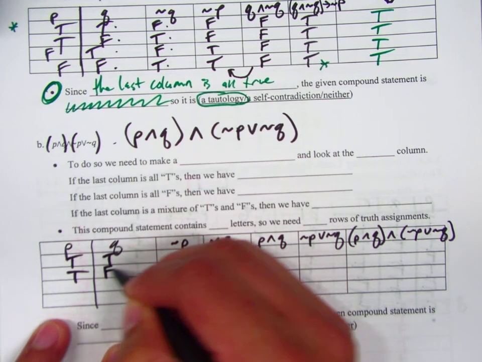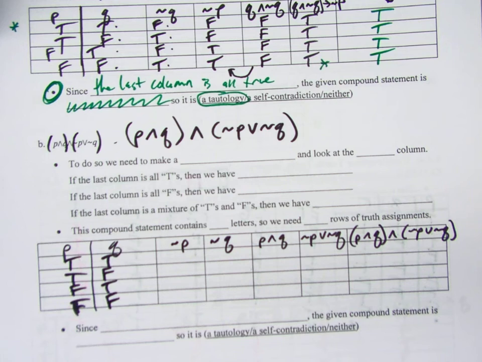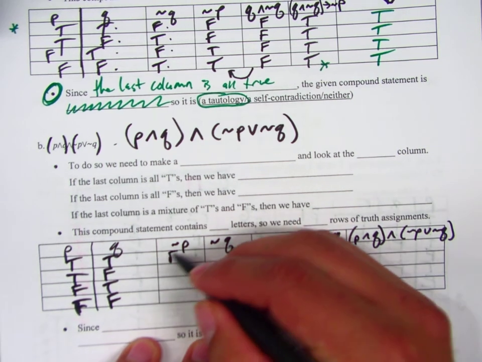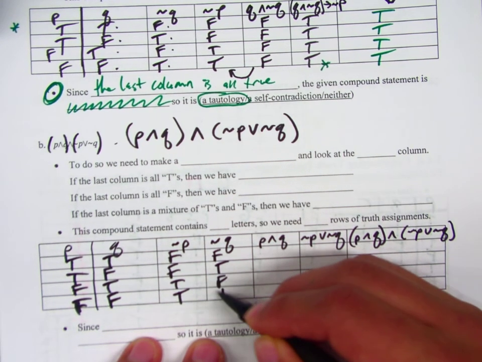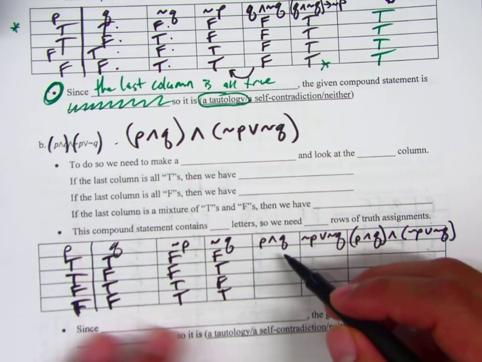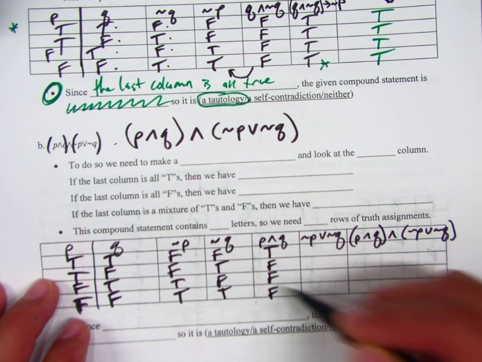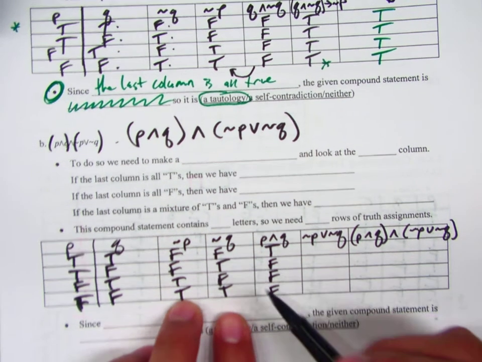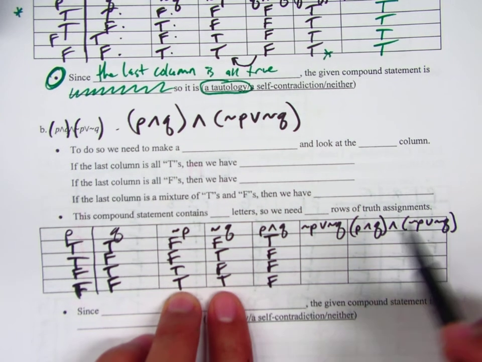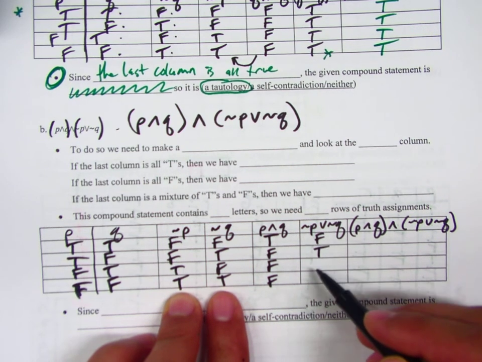True, true, true, false, false, true, false, false. All right, negation of P is false, false, true, true. Negation of Q is false, true, false, true. P and Q is true for the first case, but that's it. Here we have not P or not Q, so now we're looking at these two columns here. For an or, we just need at least one true, so that happens pretty much all the time except the first case.